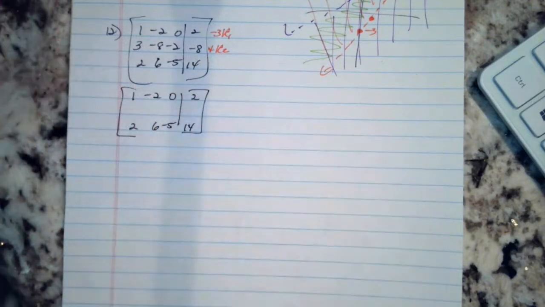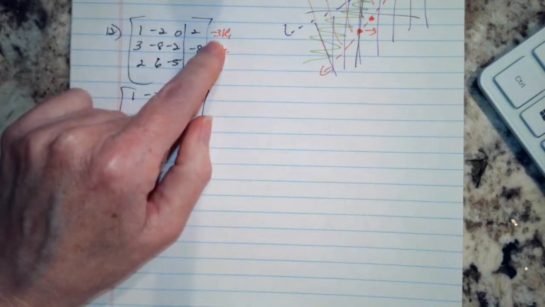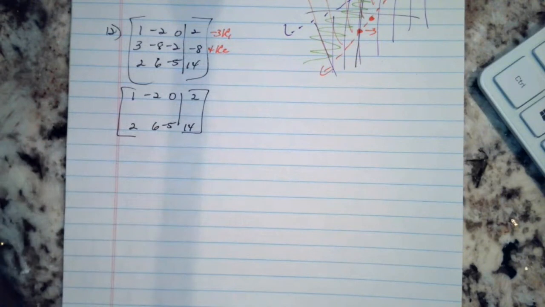How did you know to do the -1 for row 1? You mean the -3? Yeah, the -3. Where did you get that?